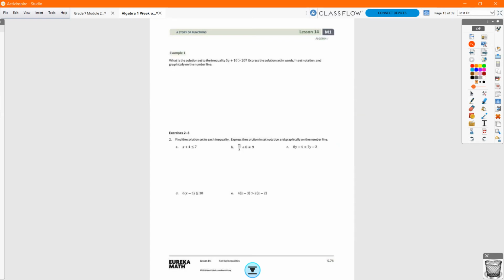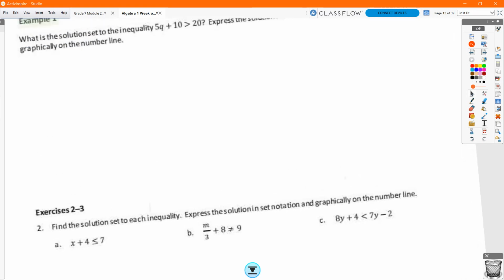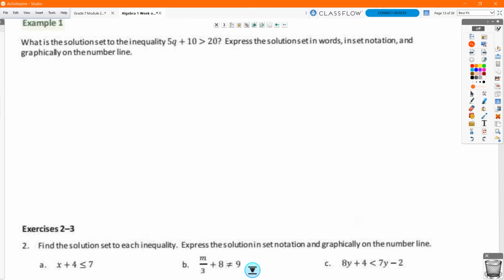All right, so example number 1. What is the solution set to the inequality 5q plus 10 is greater than 20? Express the solution set in words, in set notation, and graphically on the number line. I'm going to enlarge this up a little bit, okay? Make it a little easier for us to see everything that's going on. Now here's the thing about inequalities, okay? They are pretty much no different than equations. We're still going to have to solve them as if it's an equation, okay?